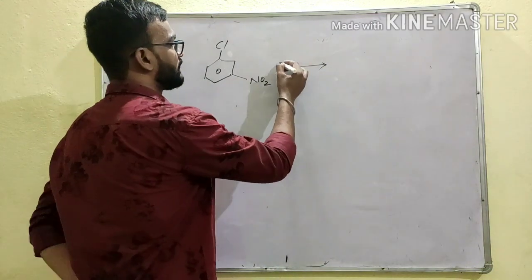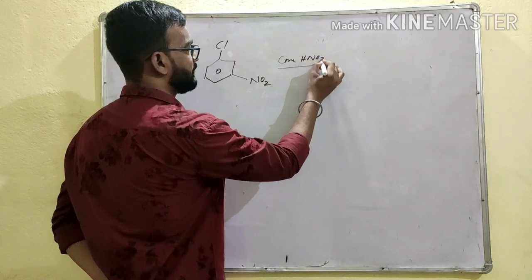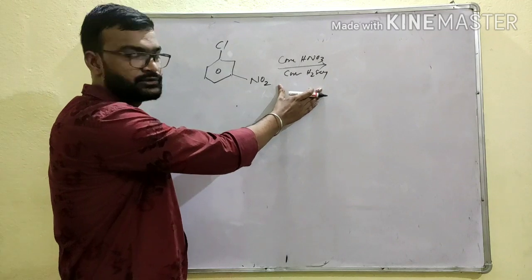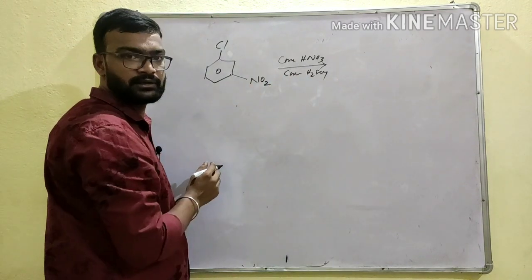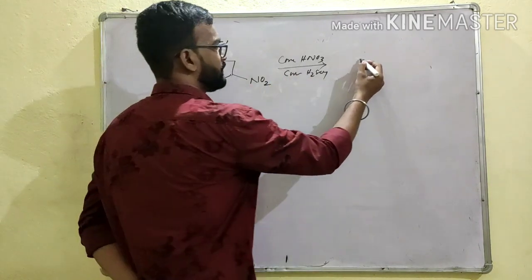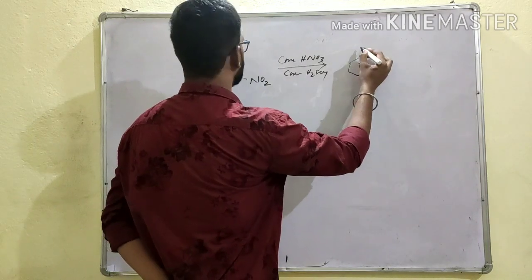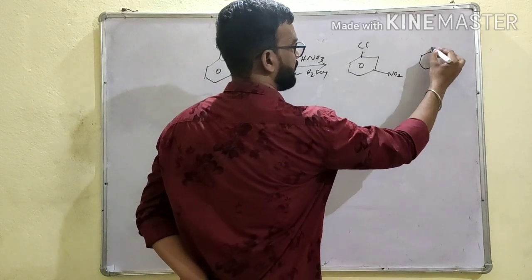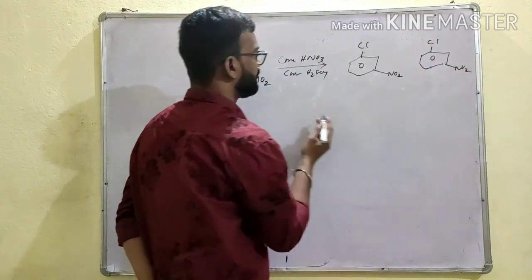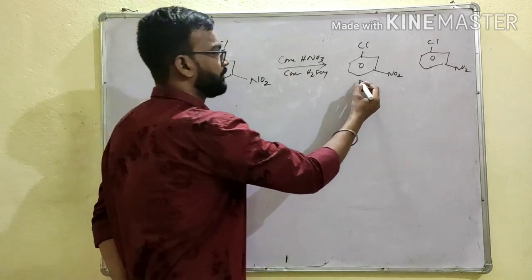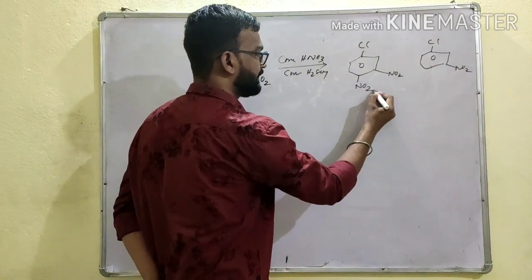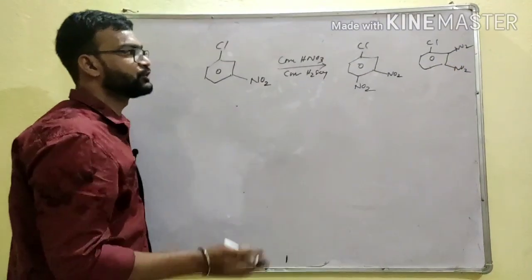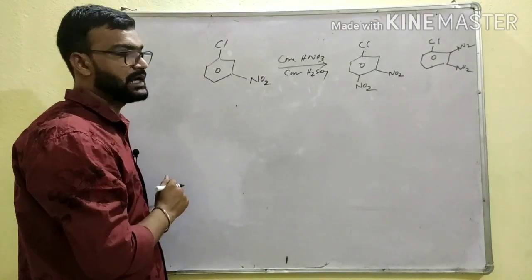Suppose I take concentrated HNO3 and concentrated H2SO4. This is the reagent for nitration. So it will form the nitration product. So what's the possibility? This is Cl initially. Now the extra NO2 can possibly attack this position, or it can possibly go ortho. So what should be the major product and what should be the minor?